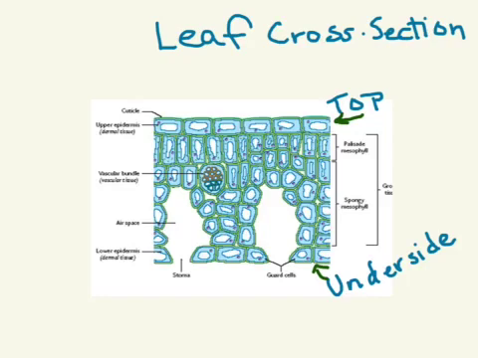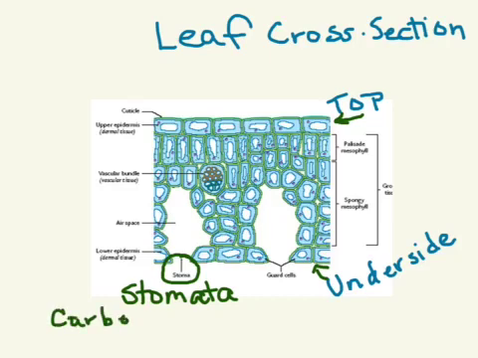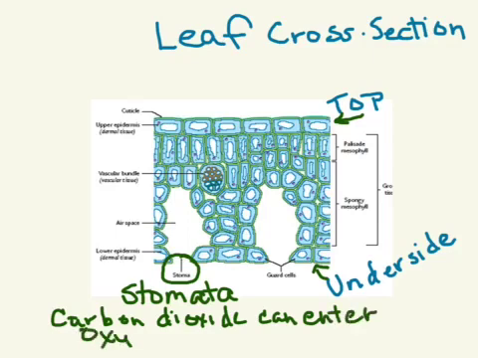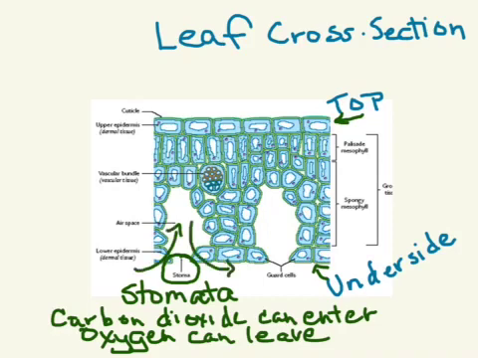On the lower leaf surface, there is an opening here called a stomata. And a stomata is just an opening in the bottom of the leaf where the carbon dioxide can enter the leaf and the oxygen can leave. So there's carbon dioxide going in and oxygen coming out in the process of photosynthesis.